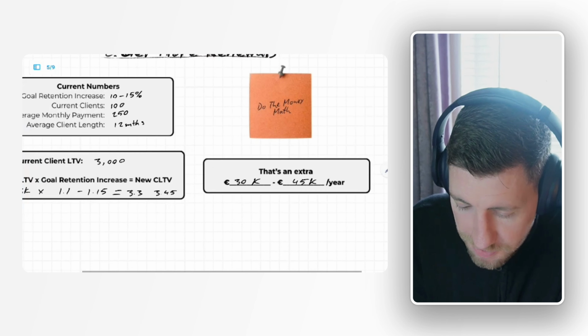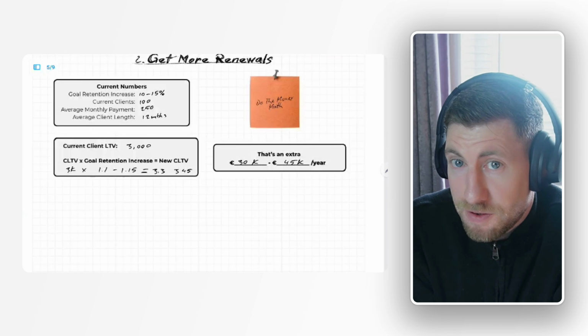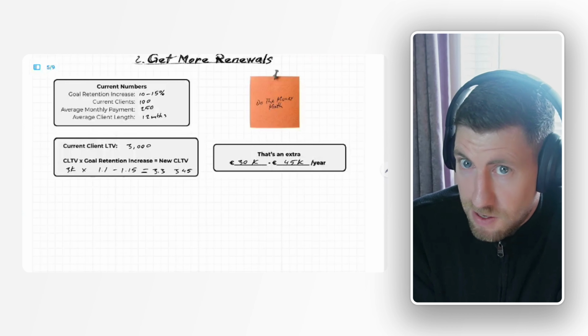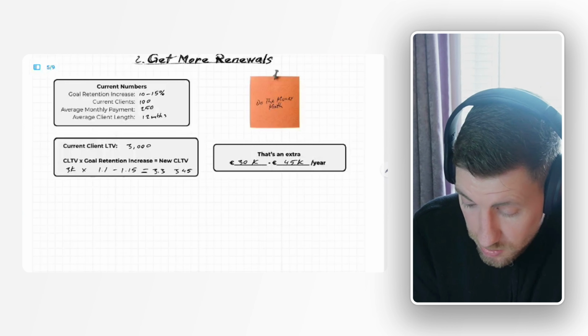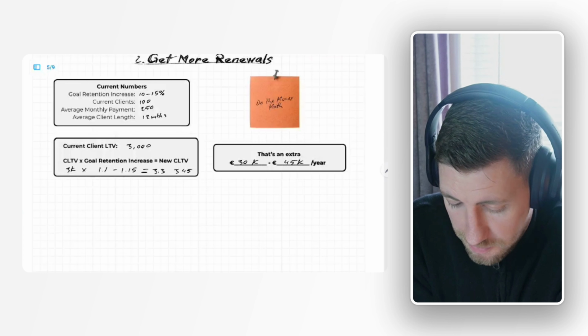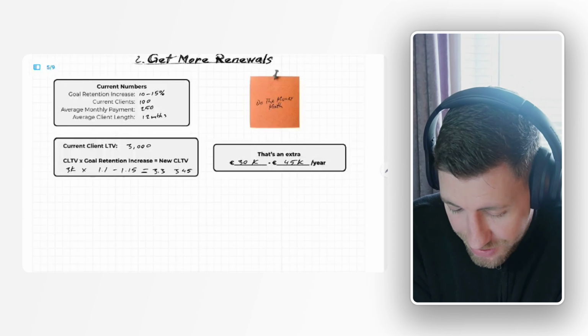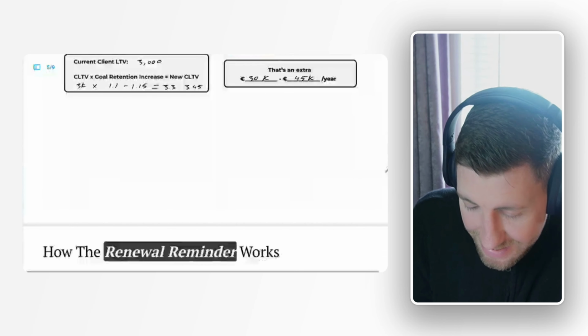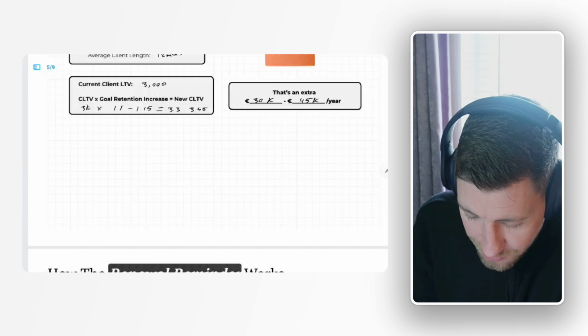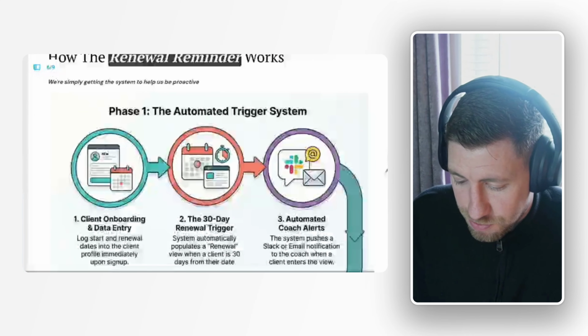So if we get more renewals, let's say out of 100 renewals, if we get 10 to 15 of those, which is very, very reasonable, we would be increasing the lifetime value inside that business by 30 to 45K. So one of the biggest drivers of the renewals is simply forgetting that people were actually due for renewal. So then you have the renewal reminder. It's a very, very simple process.